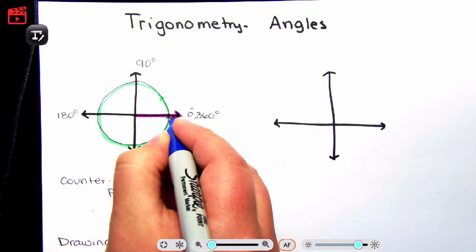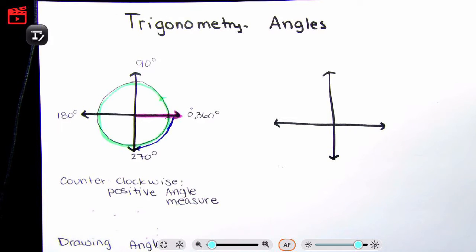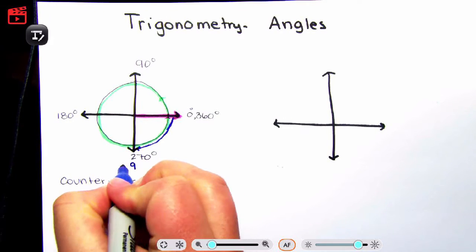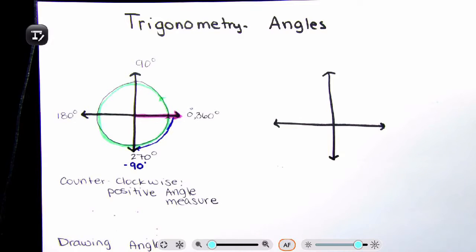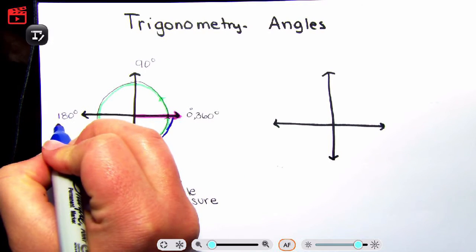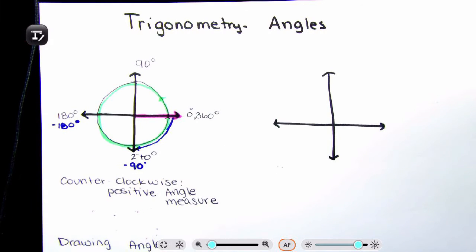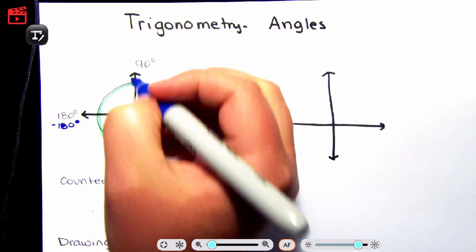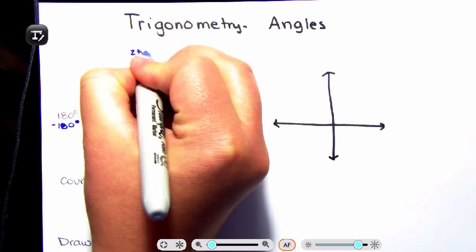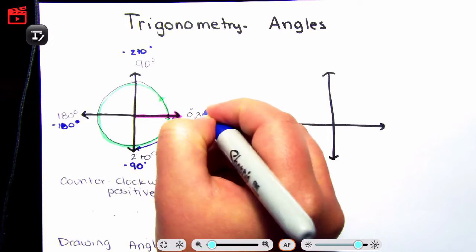From my starting point to 1/4 of the way clockwise, that's going to be negative 90 degrees. Then I go another 1/4, so that means I have negative 180 degrees. So the negative just tells you which direction you go. Negative 180 means you went 180 degrees clockwise. This would be negative 270, and this would be, again, 360 or negative 360.